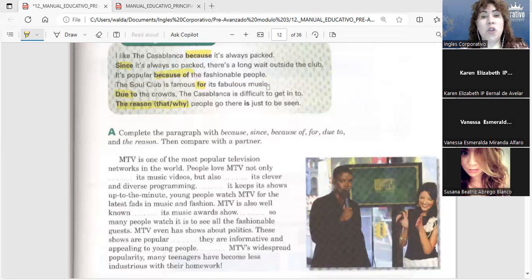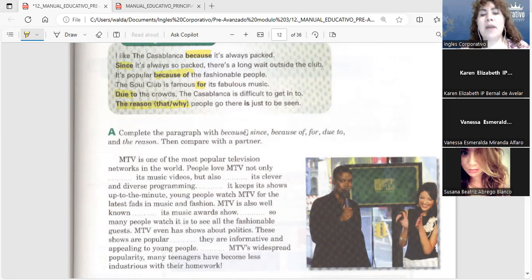It has no verb. And then here, again, due to the crowds, here's a noun. And here it's possible to use the word due to at the beginning, but it's also possible to use it in the middle. And here, the reason why is always at the beginning, okay? And this is like a cleft sentence. All right, so now that we understand this, let's complete this exercise here.